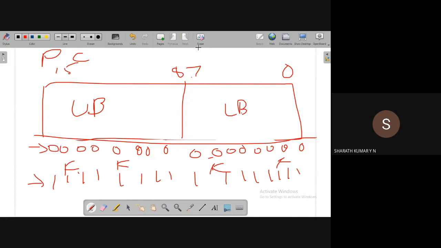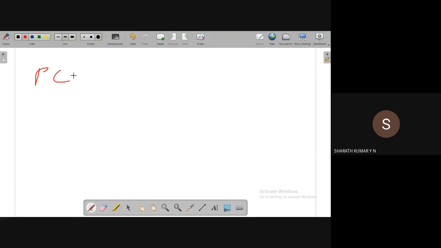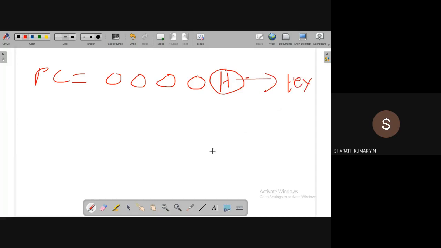Let me write somewhere here. The PC address ranges from 0000H. We write H. H indicates it is the hexadecimal number system. If the processor followed the decimal number system, we could have written D. Since both 8086 as well as the 8051 microcontroller follow the hexadecimal number system, we write it as H. This is the first address, and the last address can be FFFFH.